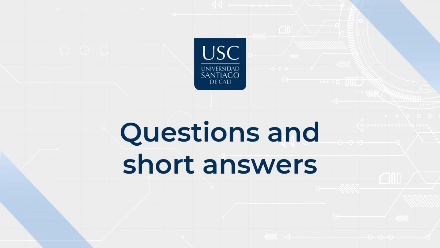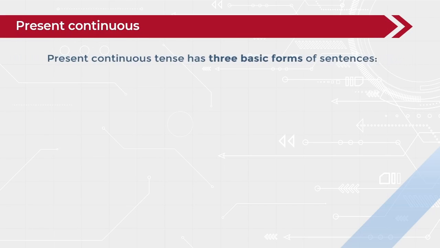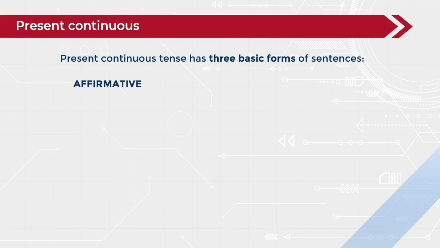Present continuous, interrogative sentences. If you remember, the present progressive has three forms: affirmative, negative, and interrogative. We already studied the affirmative and the negative forms. Now we are going to see the interrogative form.